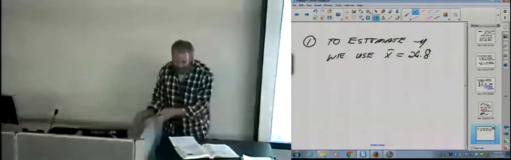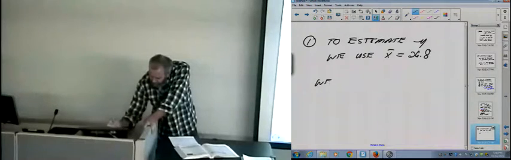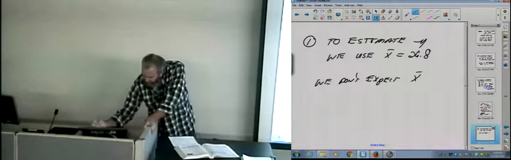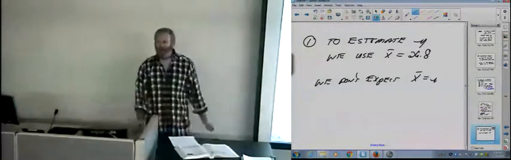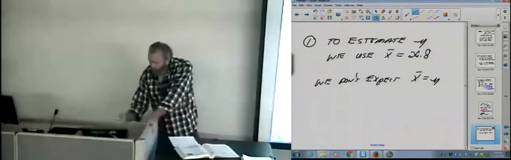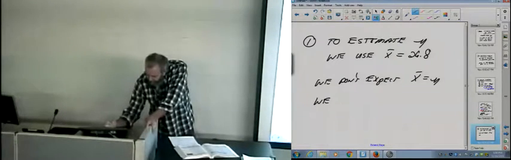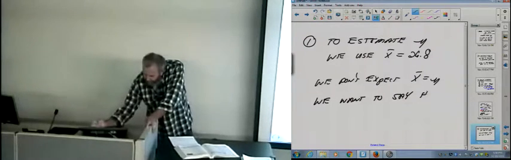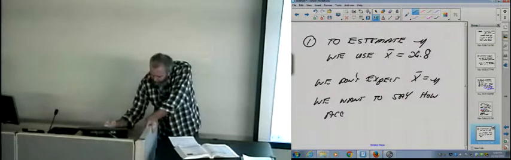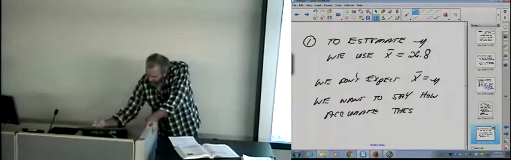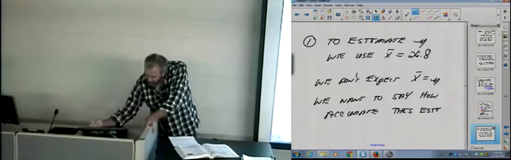Now, a couple things here. We don't expect x bar to equal mu. We don't expect our statistic to equal our parameter. We want to say how accurate this estimate is.